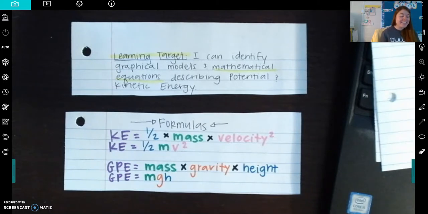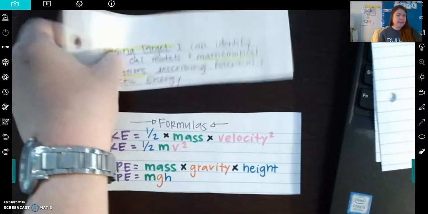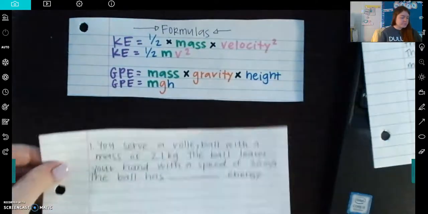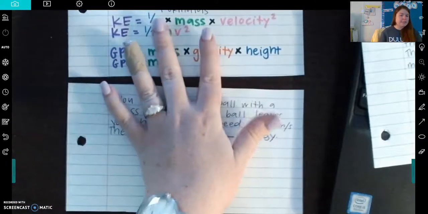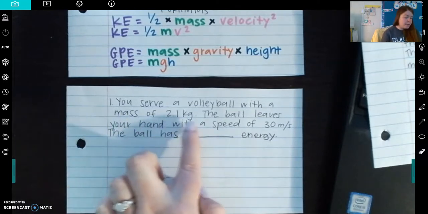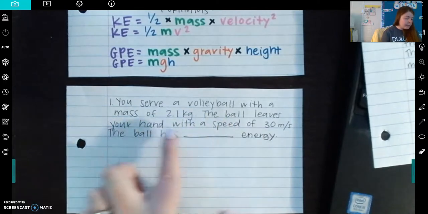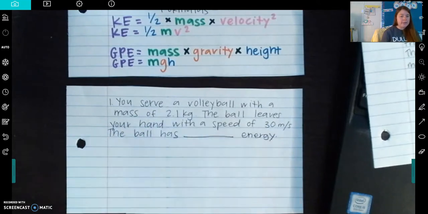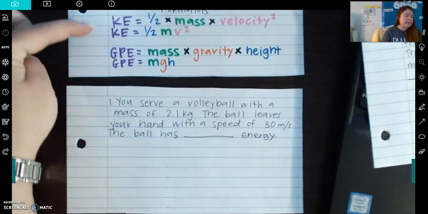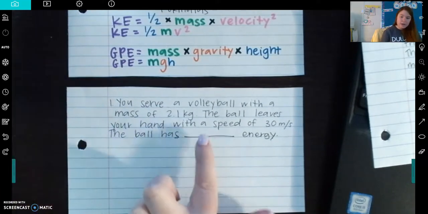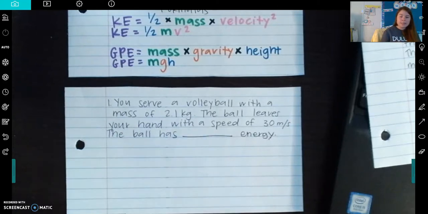All right, so we're going to go ahead and move forward. I'm going to move our learning target off to the side, and I'm going to scoot our formulas up. Our first example is going to be this one. You serve a volleyball with a mass of 2.1 kilograms. The ball leaves your hand with a speed of 30 meters per second. The ball has this kind of energy. So I know I first need to decide, is it kinetic or is it potential energy before I can move forward? It's asking me that on this line. Go ahead and pause the video to write the word problem down into your notebook page.